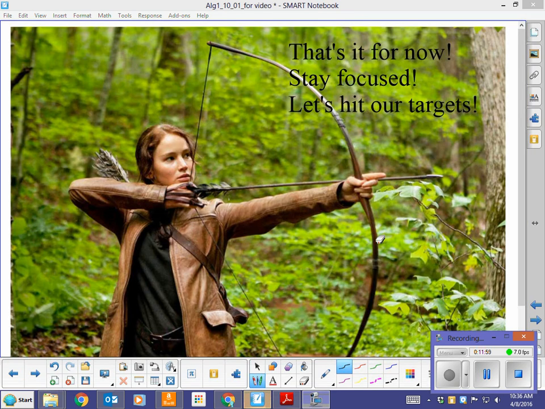Stay focused like Katniss. We've got important things to take care of. Stay focused like Katniss. How's she holding that arrow? It's behind her hand. That's weird. Is that weird? Anyways, stay focused.